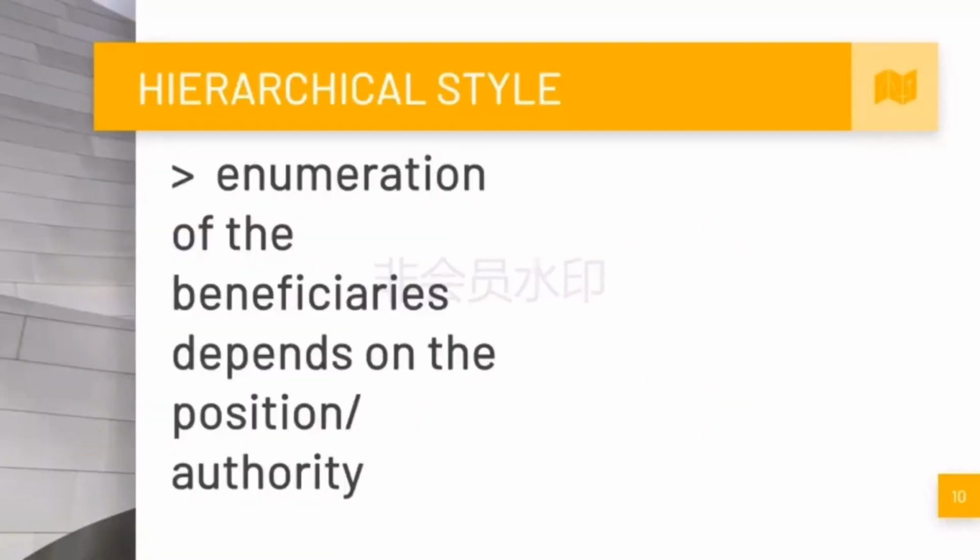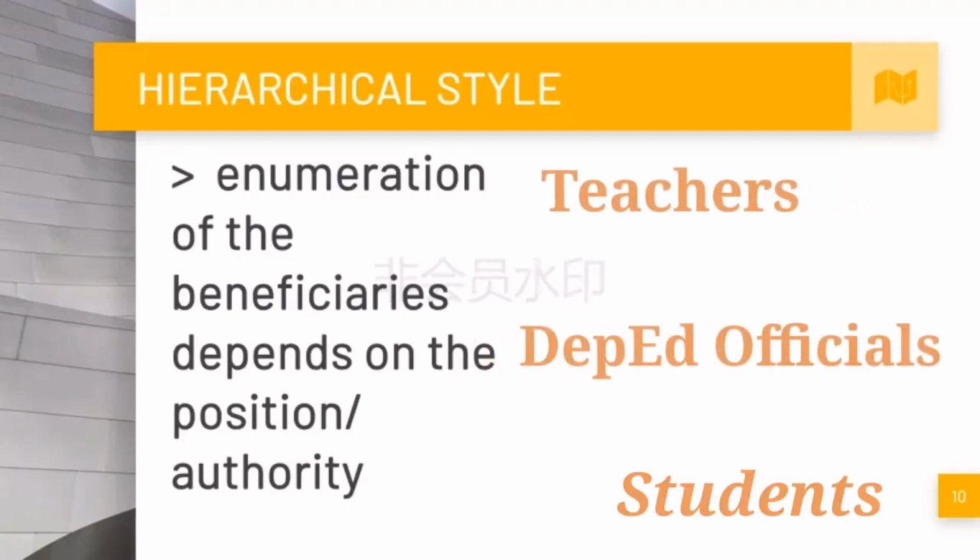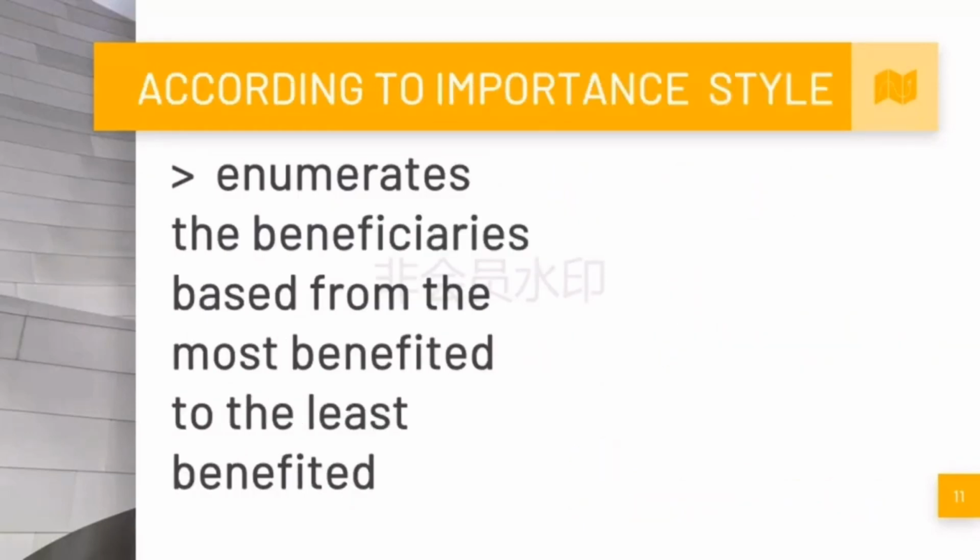So, in hierarchical style, this involves the enumeration of the beneficiaries depending on their position or authority. So, dito, aayusin mo yung list ng beneficiaries mo according sa position nila. Like, for example, you have teachers, students, DepEd officials. So, definitely, ang nasa unahan mo, DepEd officials, followed by teachers, and then students.